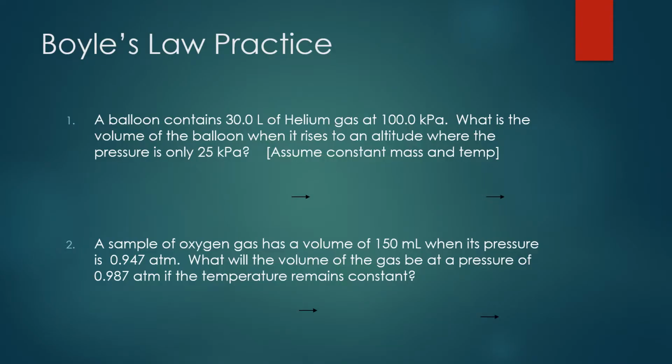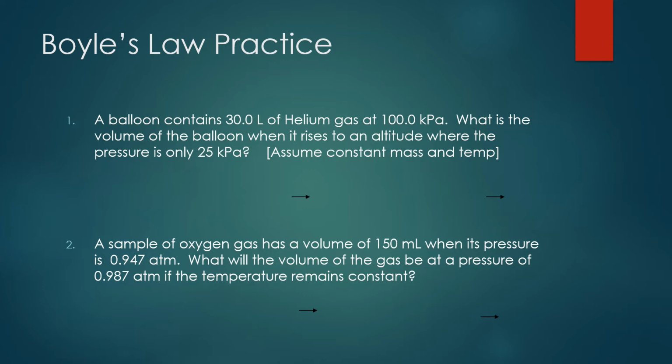Next, we're going to try some practice with Boyle's law. So example number 1. A balloon contains 30 liters of hydrogen gas at 100 kilopascals. What is the volume of the balloon when it rises to an altitude where the pressure is only 25 kilopascals? And then it says, assume constant mass and temperature.